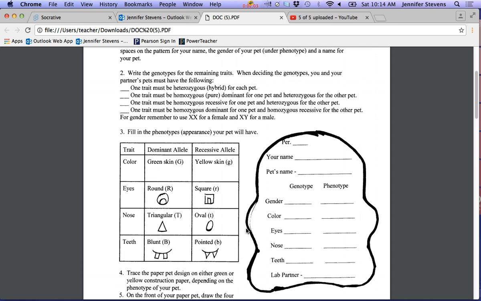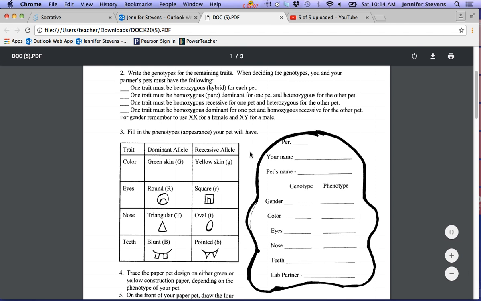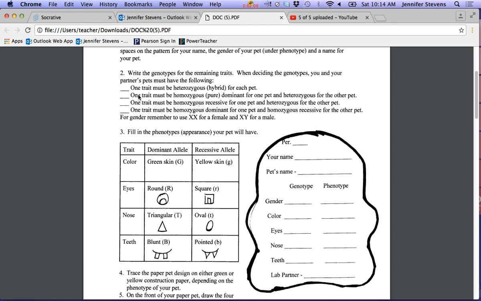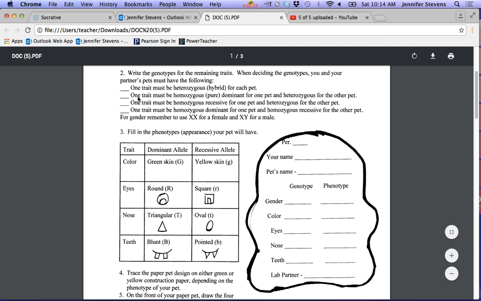Okay, but there are some rules that you have to follow. You can pick whichever trait you want. One trait must be heterozygous, or in other words, hybrid, for each pet. So pick one of the traits, whether it's color, eyes, nose, or teeth, and one of those has to be heterozygous for both of your parent pets. For another trait, one of them has to be pure dominant and the other heterozygous.